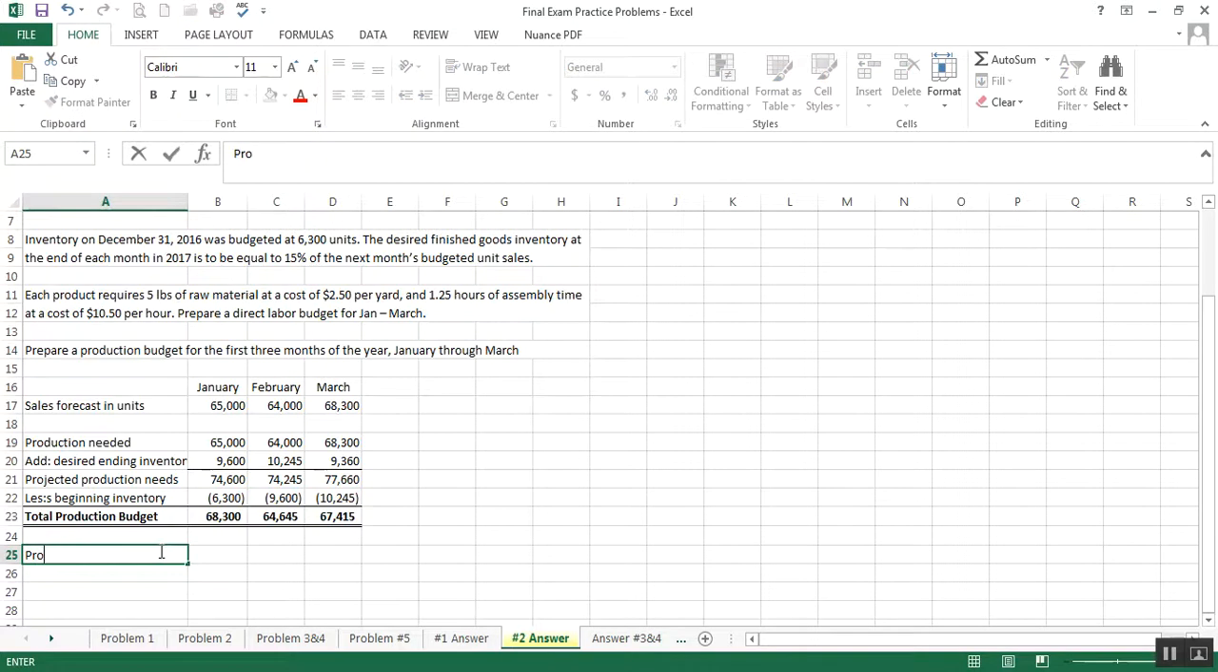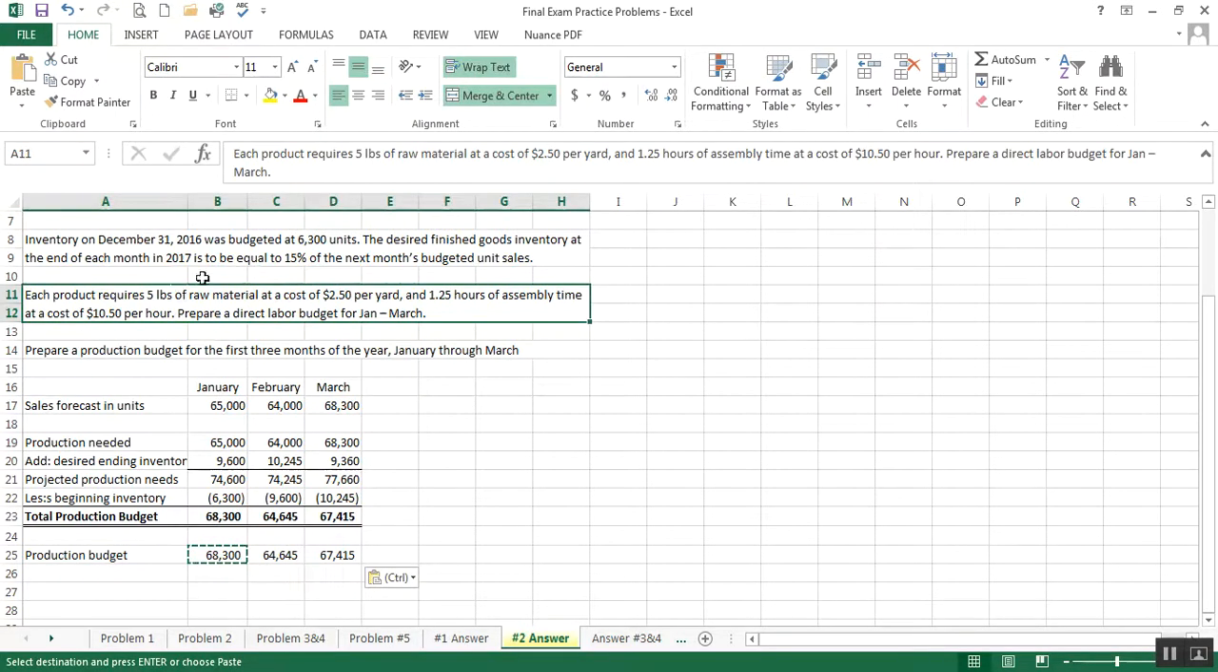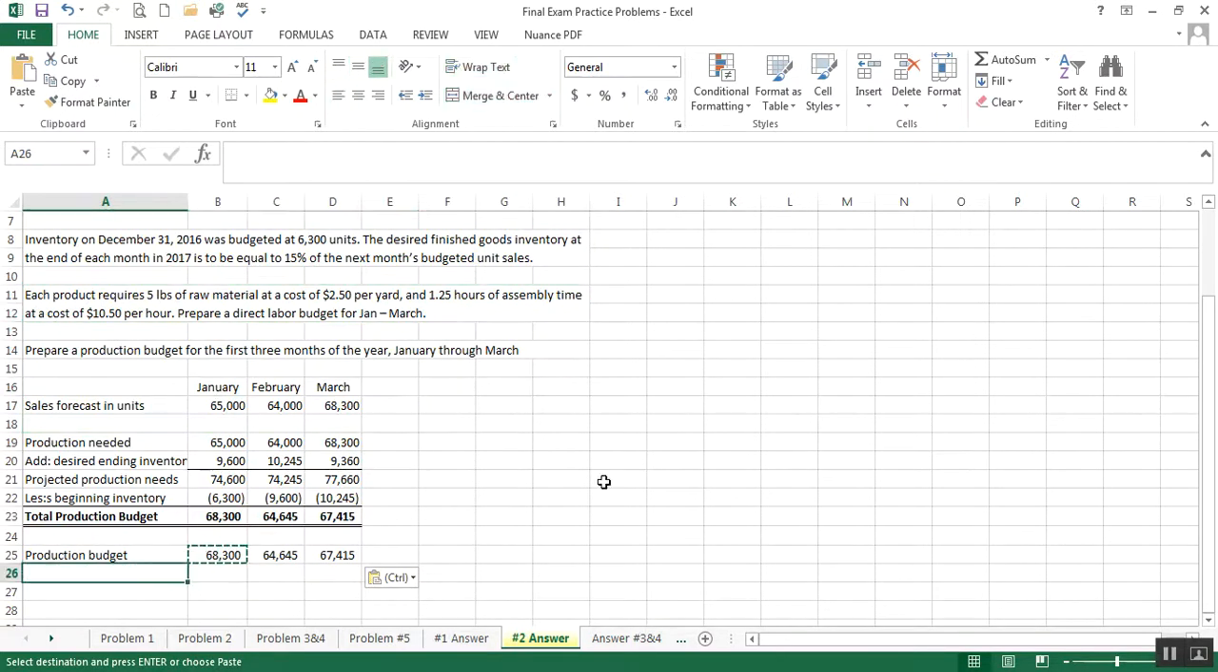So we're going to have our production budget, and it's just going to be the same as what we just calculated previously. Then we need to figure out how many hours we spend making each unit. So up here we can read that it's 1.25 hours of assembly time for each unit at a cost of $10.50 per hour. So here we're going to put in 1.25 hours per unit.